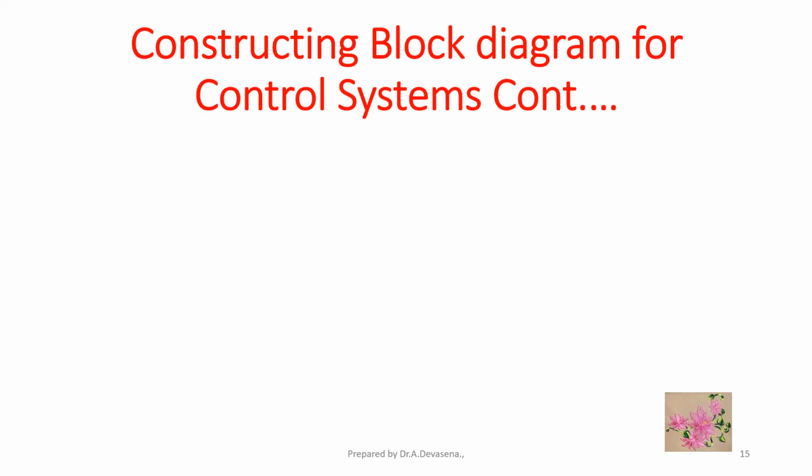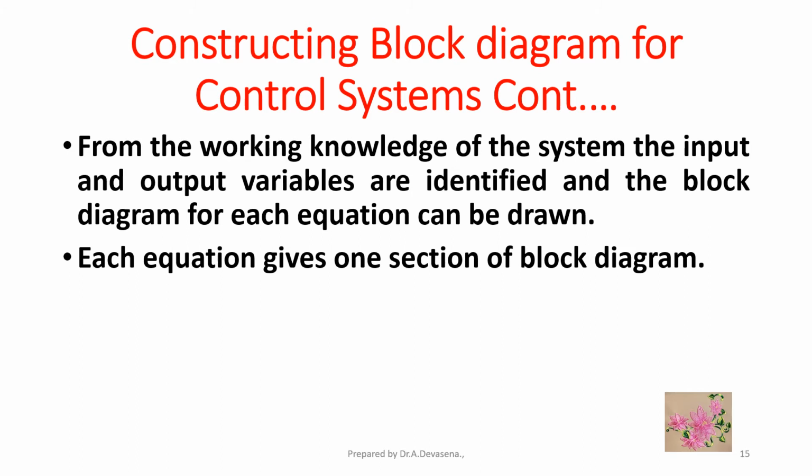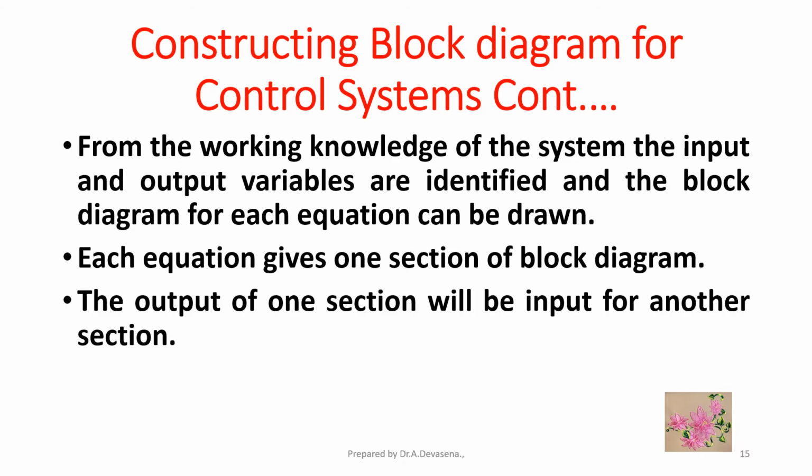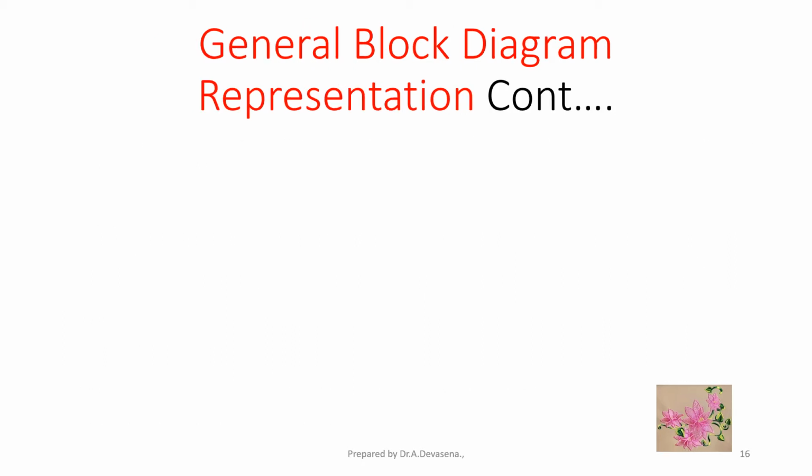From the working knowledge of the system, the input and output variables are identified and the block diagram for each equation can be drawn. Each equation gives one section of the block diagram. The output of one section will be the input for another section. The various sections are interconnected to obtain the overall block diagram of the system. The general block diagram.